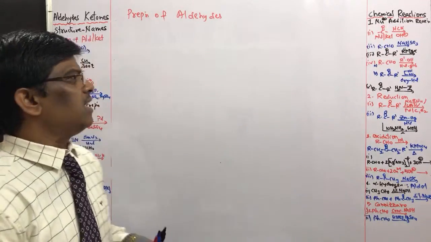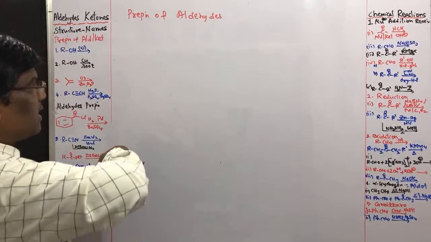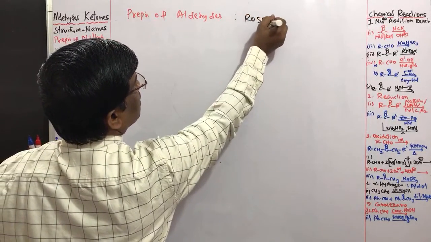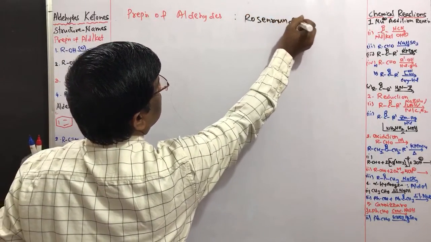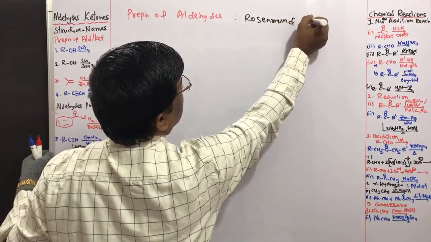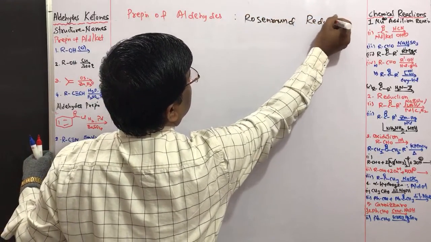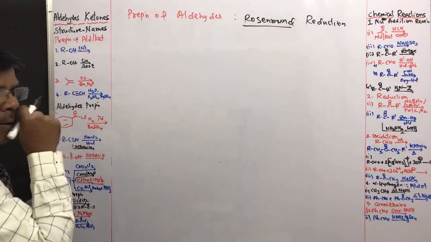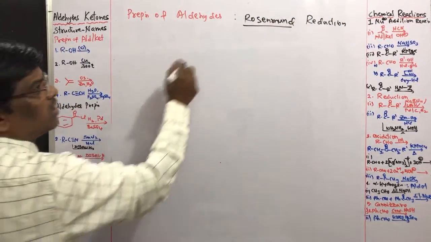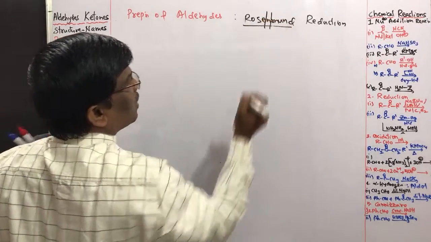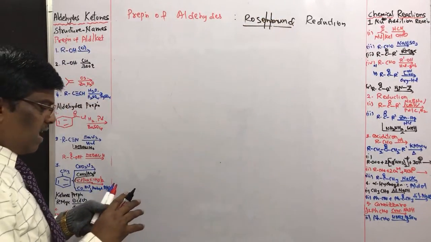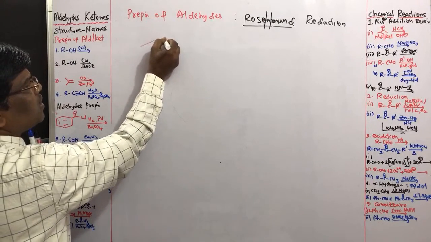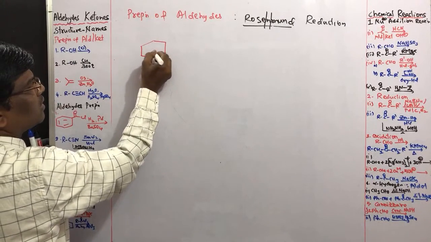Dear students, let us see the preparation of aldehydes by Rosenmund reduction. So it is very simple students. The name is Rosenmund, so Rosenmund reduction. What is it? Acyl halides, for example benzoyl chloride.